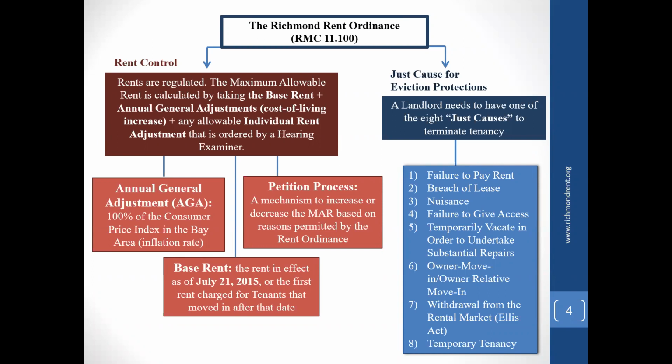Rent control means landlords cannot charge above their maximum allowable rent, also known as MAR. Maximum allowable rent is calculated as the base rent plus annual inflation adjustments. Maximum allowable rent can be adjusted upwards or downwards through a petition process, which we will also discuss later. Just cause means the landlord cannot evict without a cause. There must be one of the 8 causes presented here on the slide for grounds to evict.